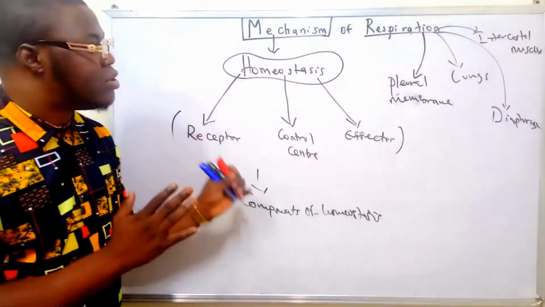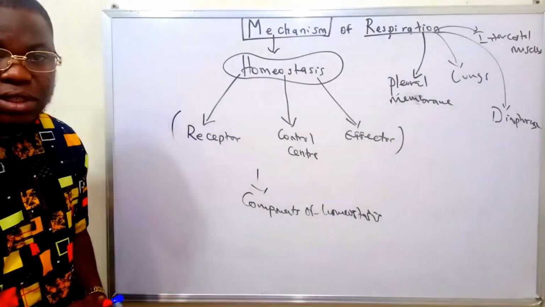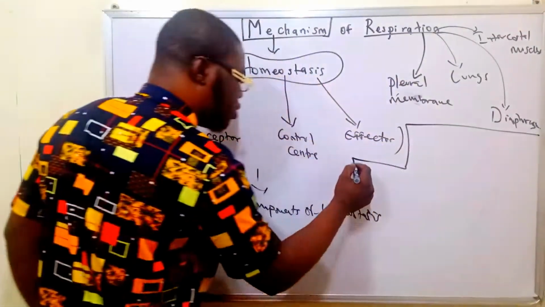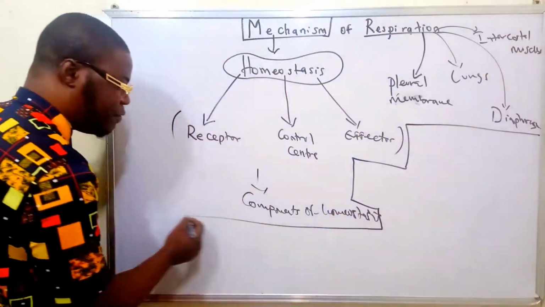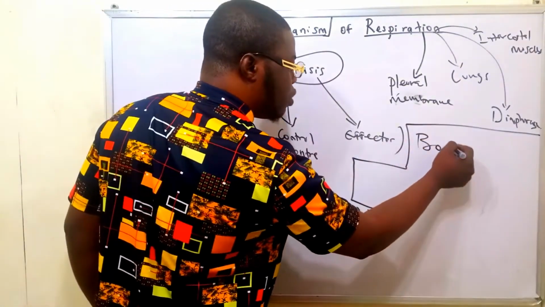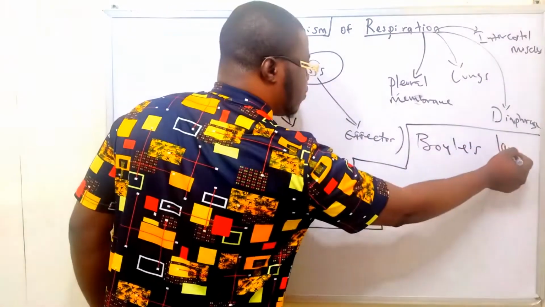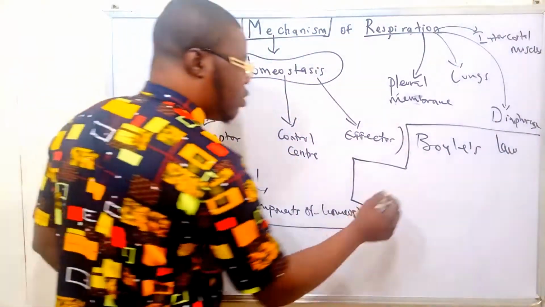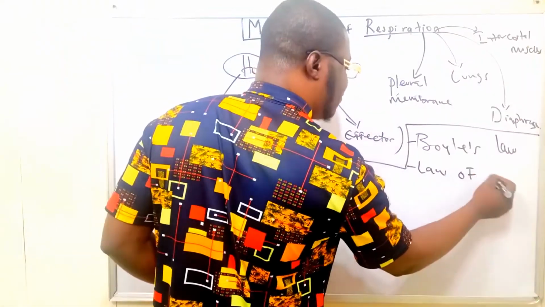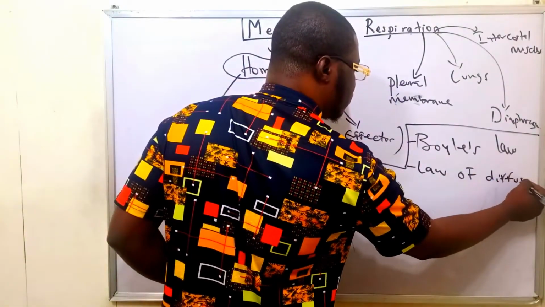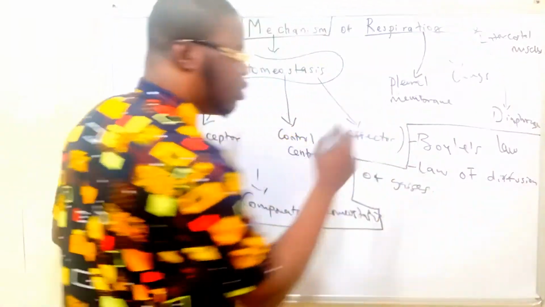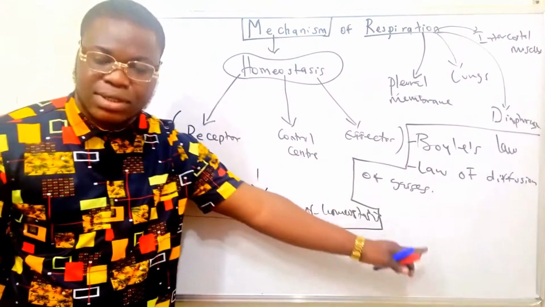Now, this is just under anatomy and physiology. Under physics, you have to understand two laws, and those laws are going to help you while dealing with the phases of respiration. The first law is Boyle's law, and the second law is the law of diffusion of gases. These two laws are the things you need in physics to understand.